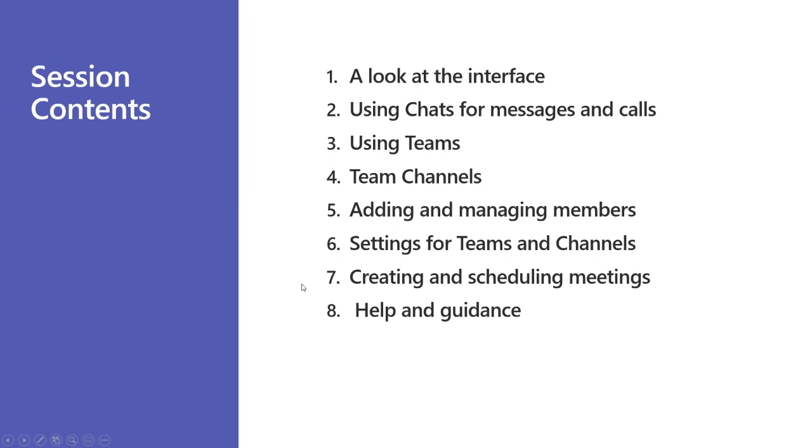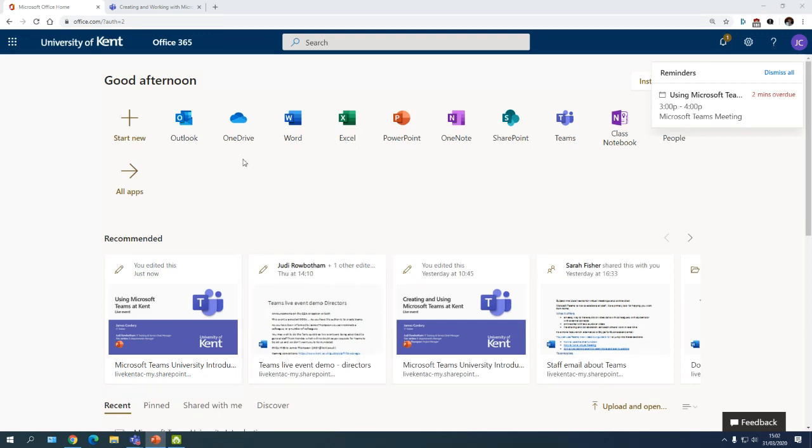Right, now hopefully you can see my screen here, and I'm in the Office 365 homepage. So this is if you log into office.com with your Kent account, you'll get to this homepage. And I just wanted to show you this because Teams is part of the Office 365 suite of products. So when you log in online, you'll see you have the option to access Teams there.